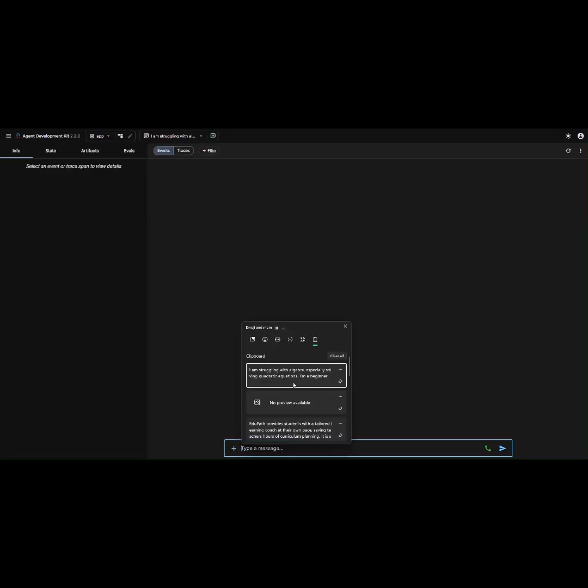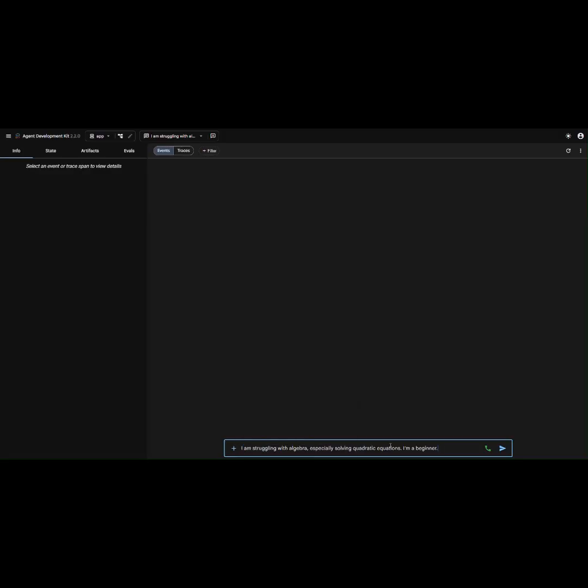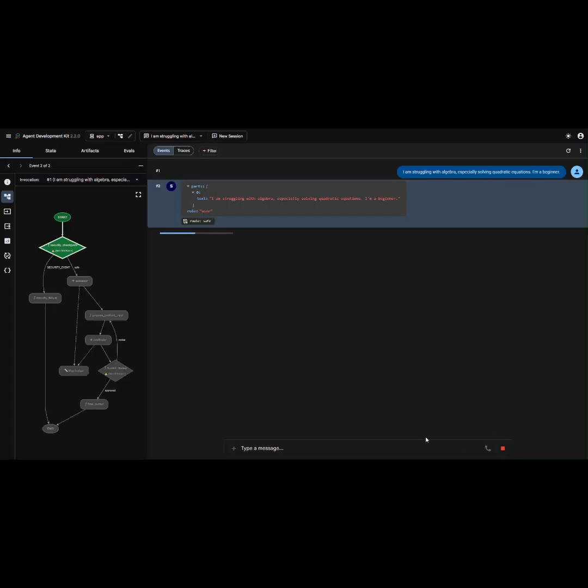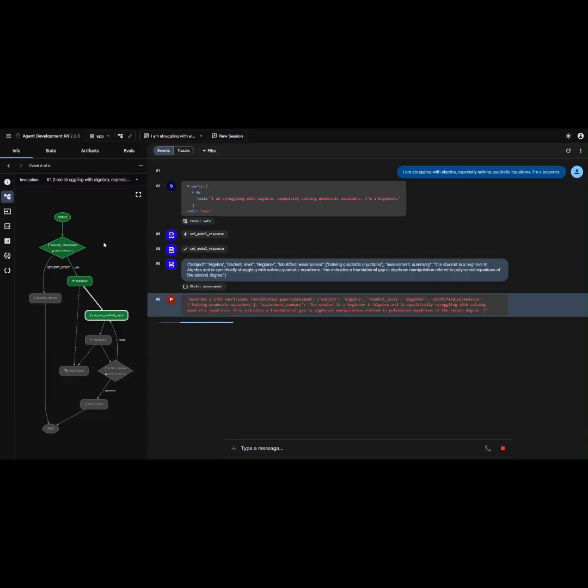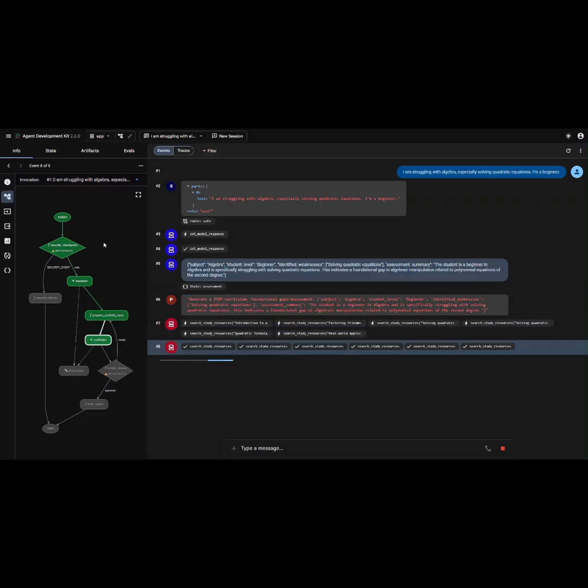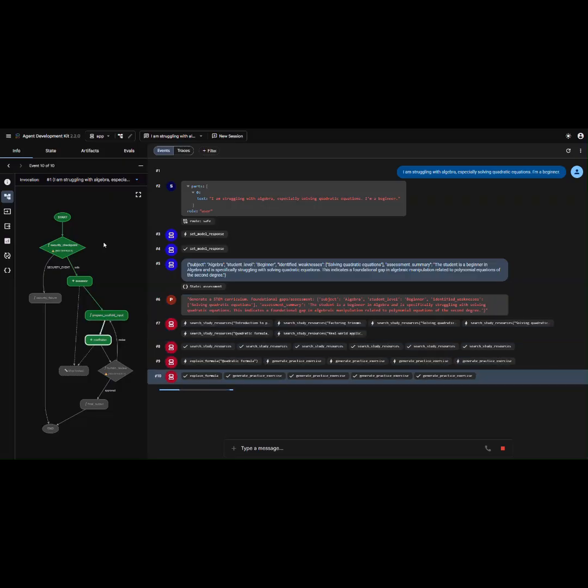If I type in, "I am struggling with algebra, especially solving quadratic equations. I'm a beginner." The assessor identifies our subject as math, level as beginner, and weakness as quadratic equations. The Scaffolder then generates our week-by-week curriculum plan, including Khan Academy resource links and sample problems. Notice that the system pauses at our human-in-the-loop check.